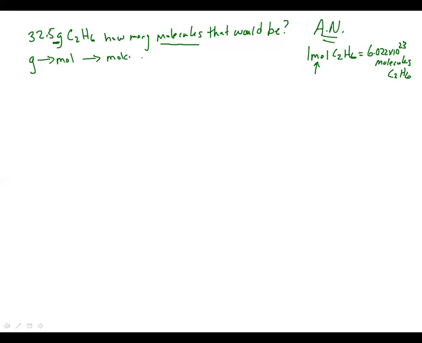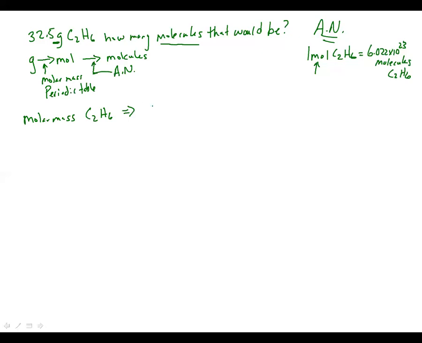Sort of our decision tree here is to do this. We need the molar mass from the periodic table, and to do this conversion here, that is where we would use Avogadro's number. So the first thing that we need to do is get the molar mass of C2H6. Again, we go to the periodic table and we're just going to add up all the parts.